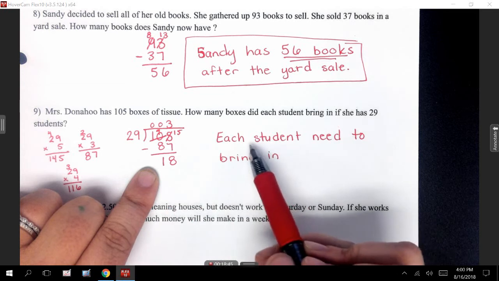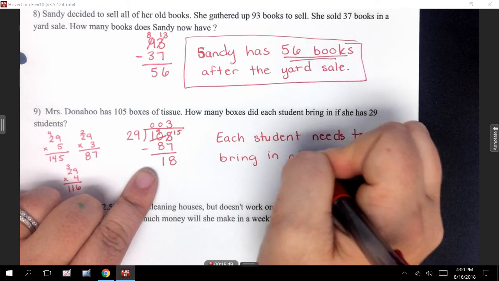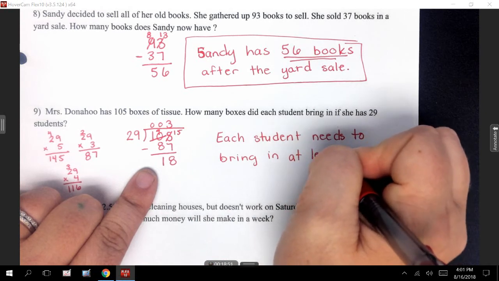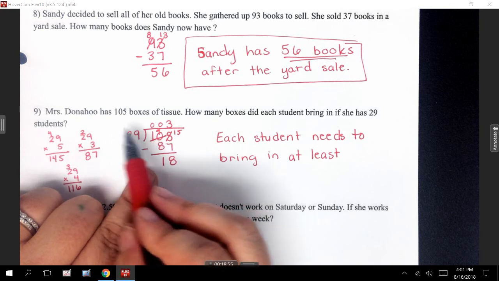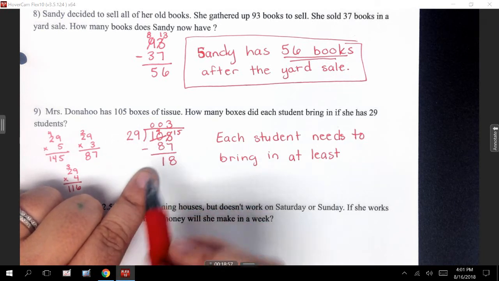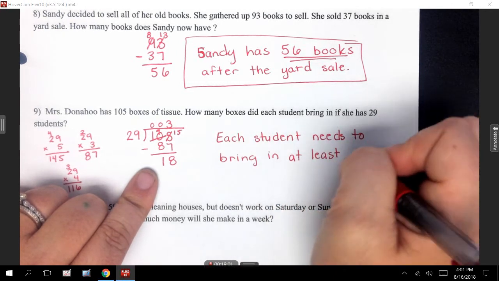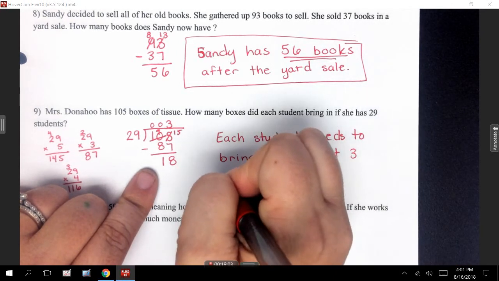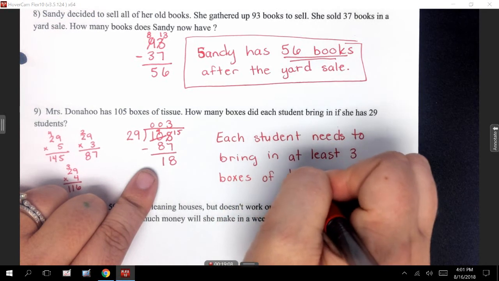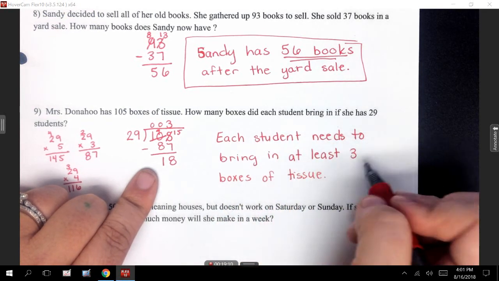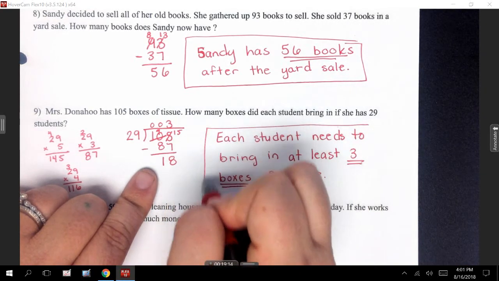So when I write this, I'm going to say each student needs to bring in at least, because some of them are going to bring in more than 3 boxes for us to get up to the 105 to make up for this 18 that was left over. So we're going to say each student needs to bring at least 3 boxes of tissue. All right, and there's our answer clearly written in our sentence.